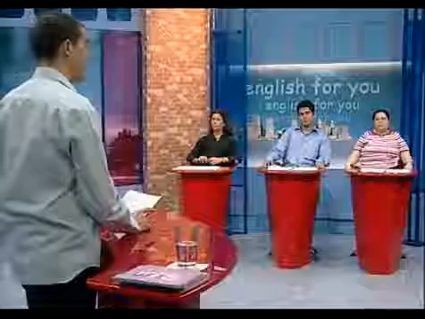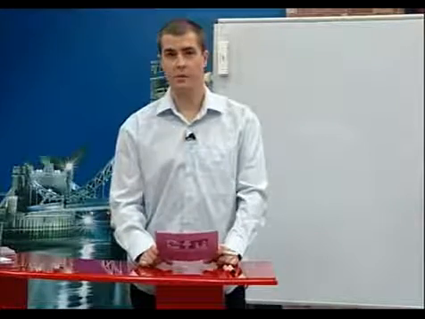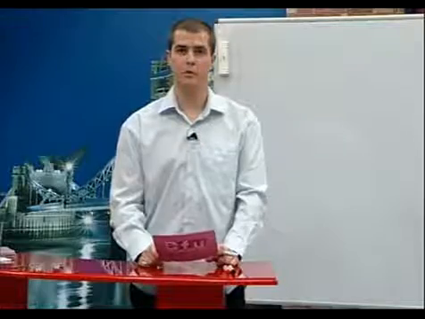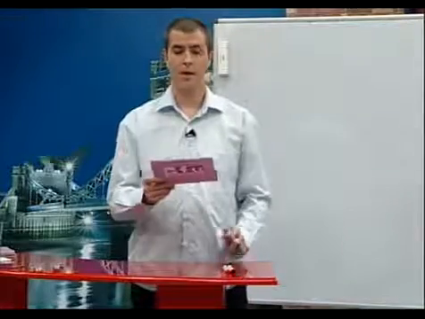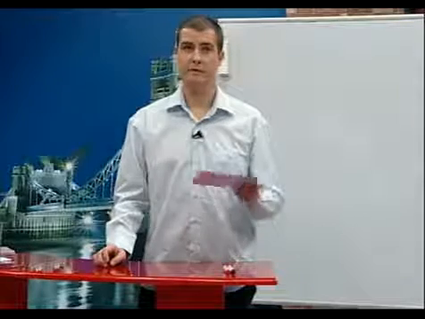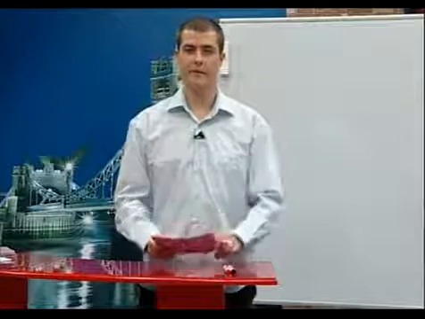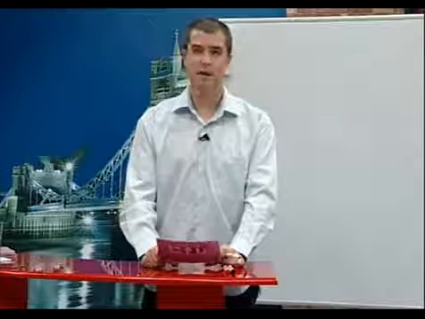And now let's look at infinitives. An infinitive is to plus the simple form of the verb. For example, to run or to go. They're used in many different ways, and here are some examples. An infinitive can be used as a subject. To build a nice amusement park is difficult. In this sentence, the infinitive replaces the noun as a subject.